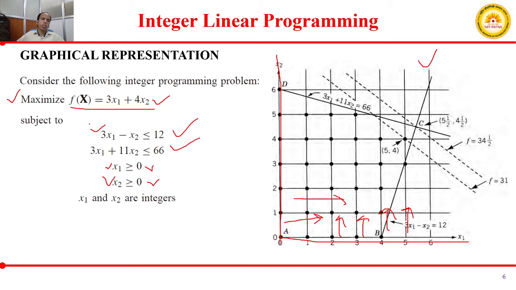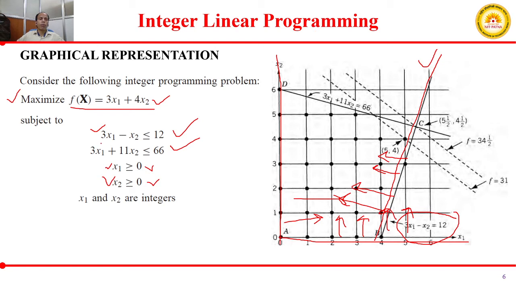Then we need to see the remaining constraint, 3x1 - x2 ≤ 12. Let us see where this line is. This is here. For 3x1 - x2 equal to 12 or less, the feasible region will be on this side. This is the line corresponding to the third constraint, 3x1 - x2 = 12.